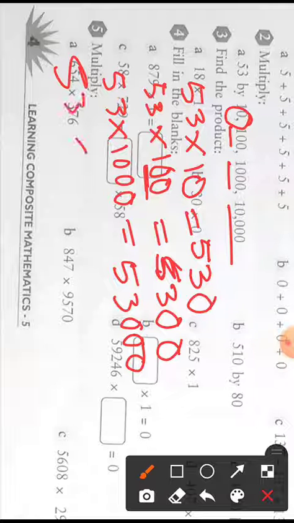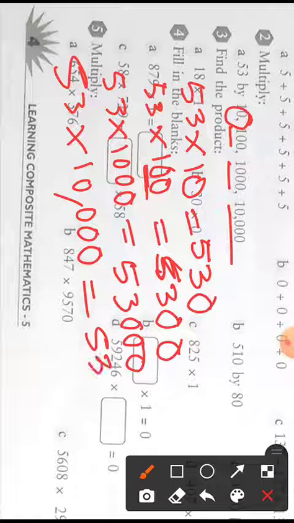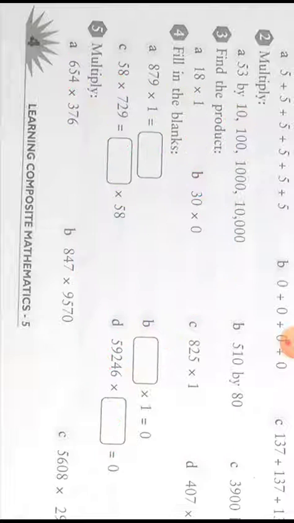And then 53 into 10,000. Okay, 10,000. What will we do? Write 53, then write 4 zeros, because in 10,000 there are 4 zeros. 1, 2, 3, 4. Okay, so now let us see another question. This is how you will do whenever you find multiples of 10. So these are all multiples of 10s. So always you put the zeros to find out the product.